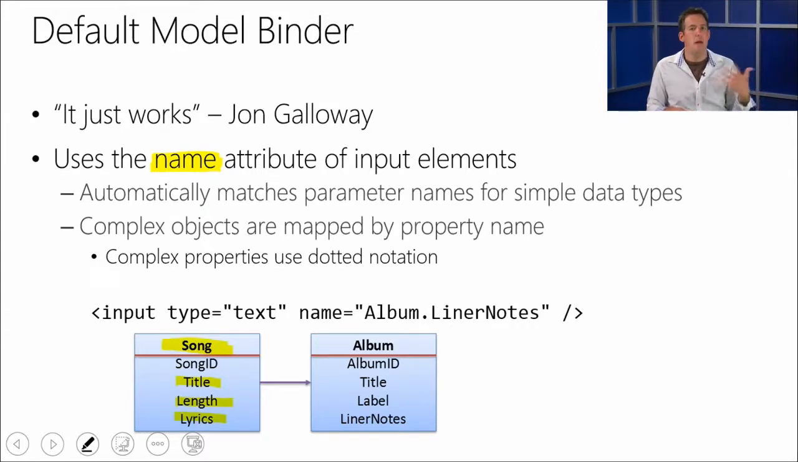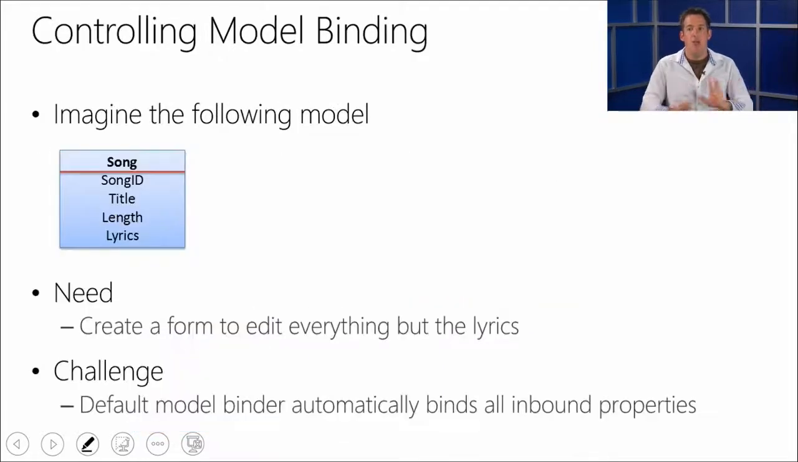Well, what happens if on the exact same form, I wanted to be able to edit the album as well? So let's take, for example, the liner notes. How would we be able to, on the exact same form, edit the liner notes? How do we get from song to album and then album into liner notes? Well, the answer is simply dotted notation. Simply album.linerNotes. And the default model binder, again, just automatically makes all of that happen.